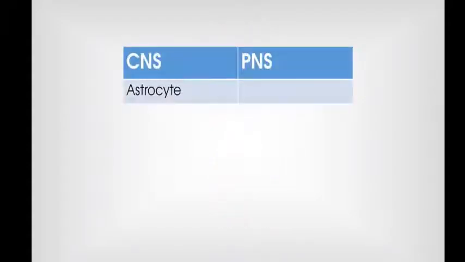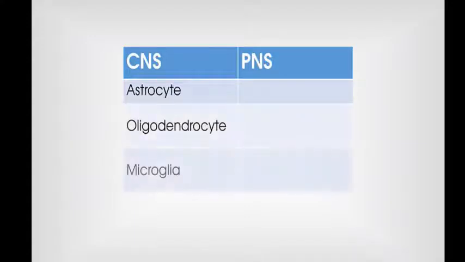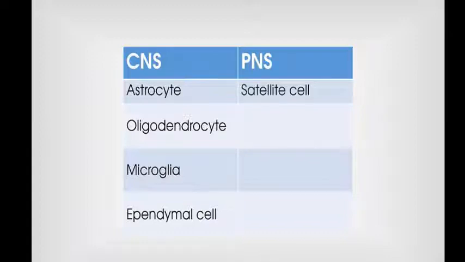So there are quite a few different types of glial cells. There are 6 types, with 4 in the central nervous system and 2 in the peripheral nervous system. In the central nervous system, you've got the astrocyte, the oligodendrocyte, the microglial cell, and the ependymal cell. In the peripheral nervous system, you've got 2 types of glial cell: the satellite cell and the Schwann cell.